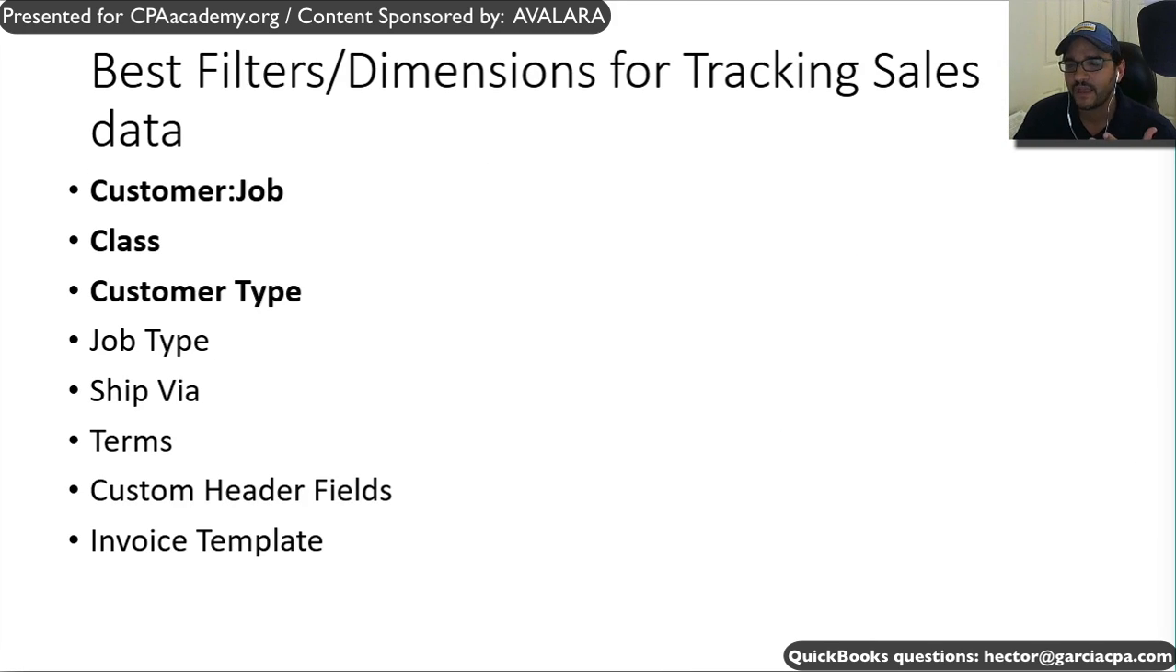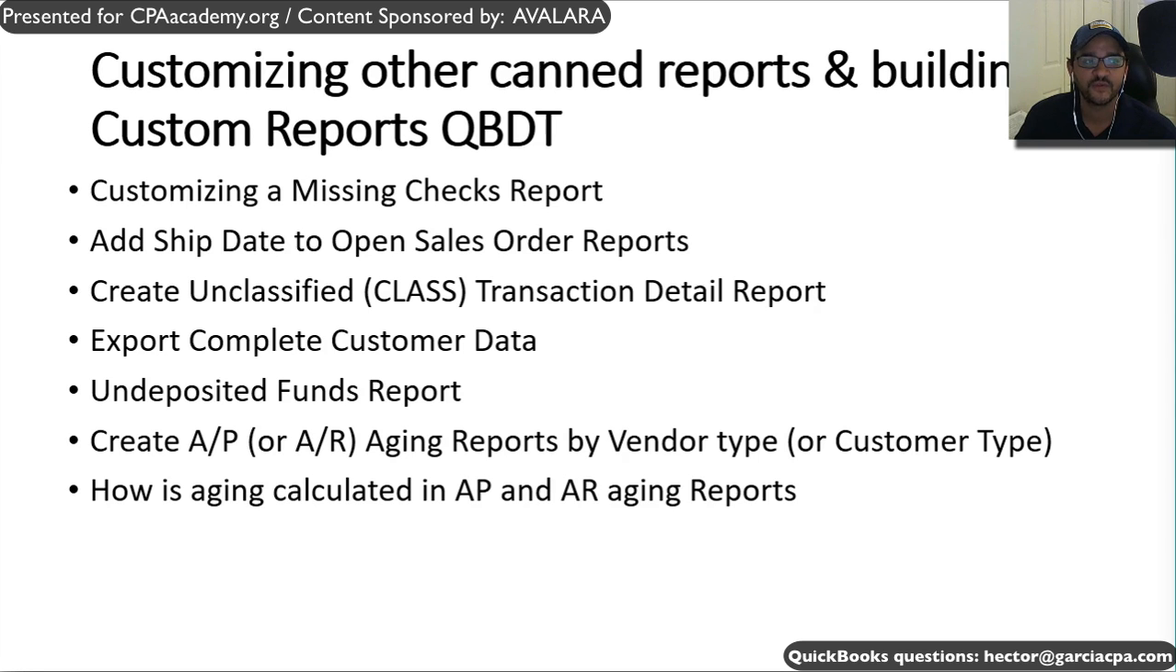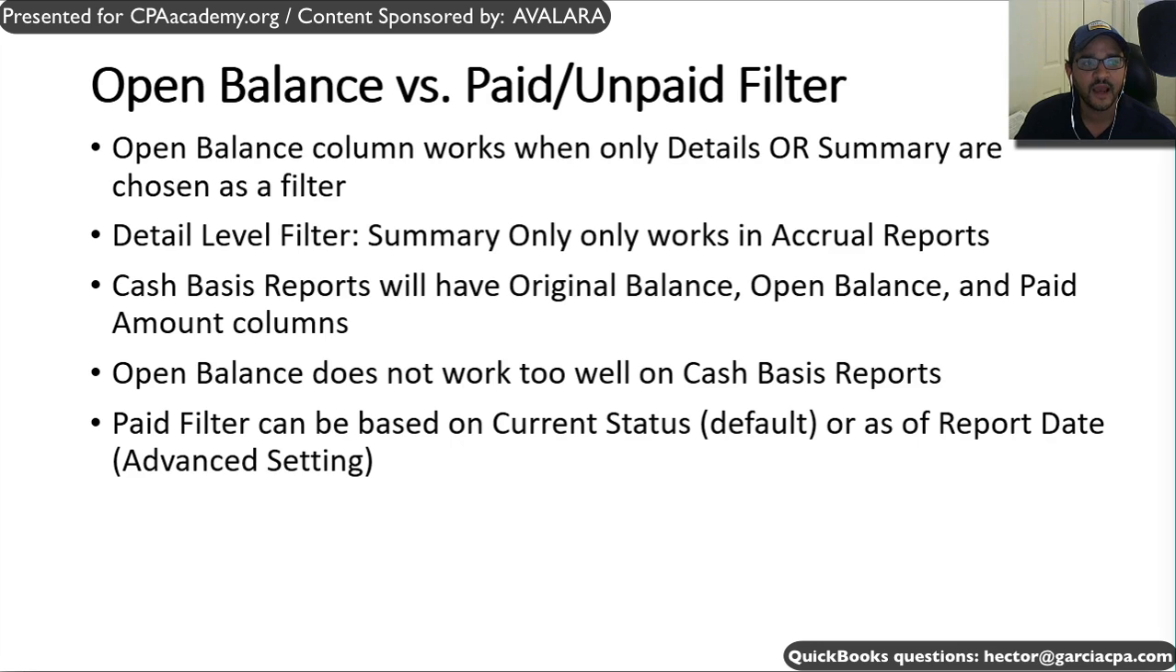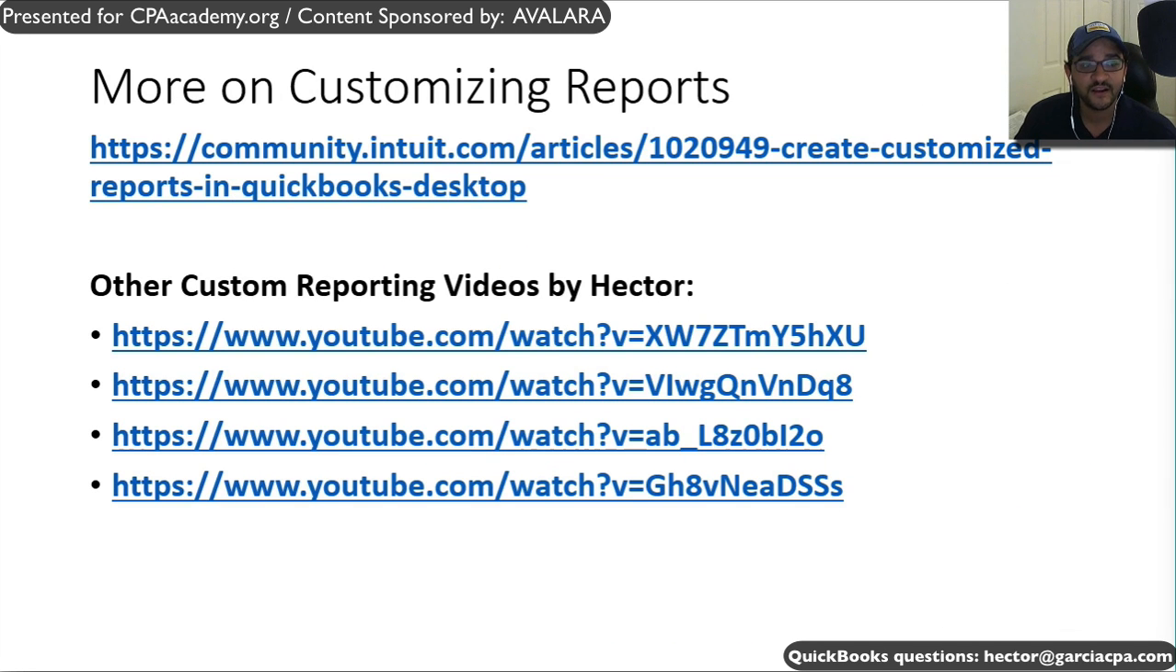When you think about any reports that are by sales, you're tracking sales, customer job, class, and customer type are key, but don't discard the fact that job type, ship via, and terms are there as a drop down, and that these could also be creative ways to run reports with different dimensions. There are a couple of notes here on different reports you can build. The most important one here is called open balance, paid, unpaid filter. That's a really important note. And these links here are really useful.